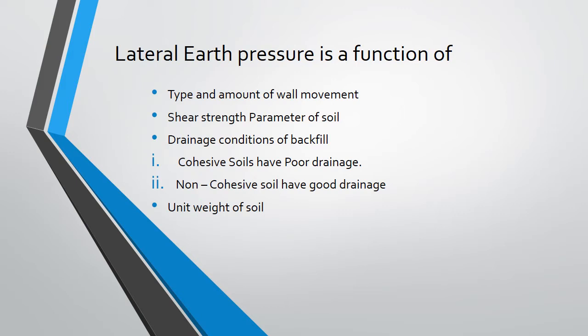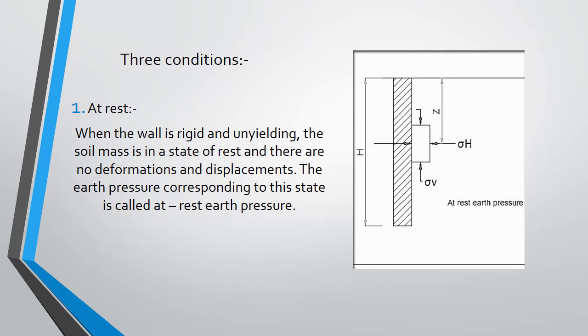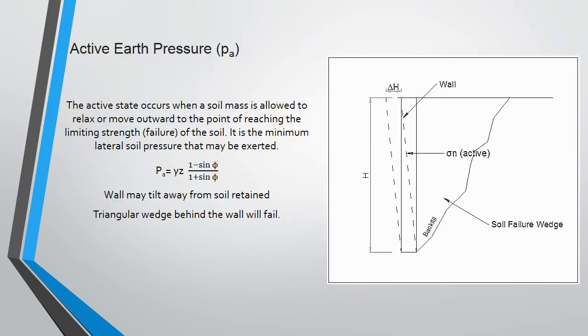Now, lateral earth pressure. It is a function of the type and amount of wall movement, shear strength parameters of the soil, drainage conditions of the backfill, which is either cohesive or non-cohesive, and unit weight of the soil. Three conditions of lateral earth pressure, as we know, are generally considered. First is the at-rest condition, where the wall is rigid and unyielding, the soil is in a state of rest, and there are no deformations or displacements. The earth pressure at this state is known as the earth pressure at rest.